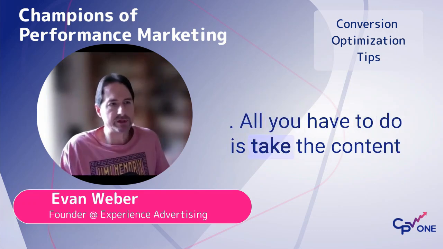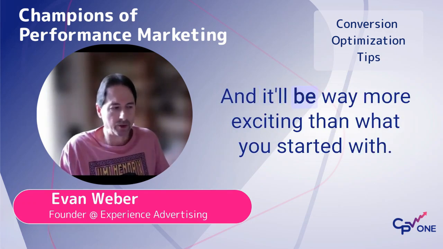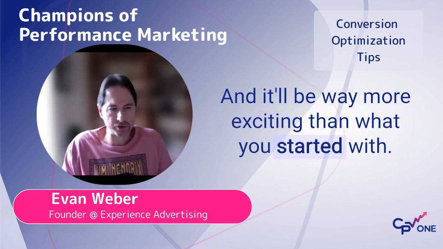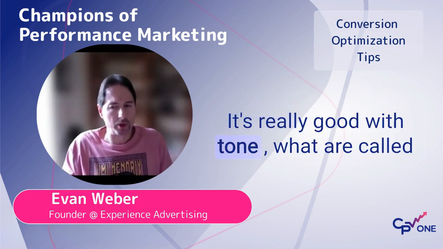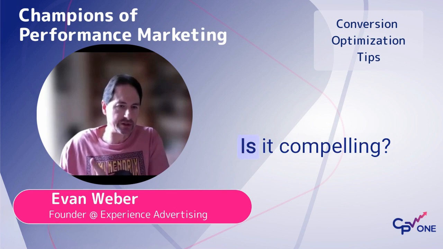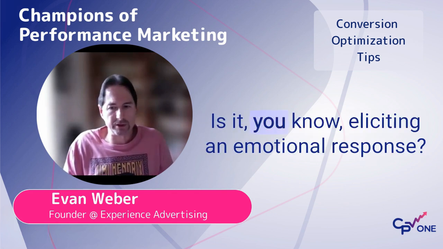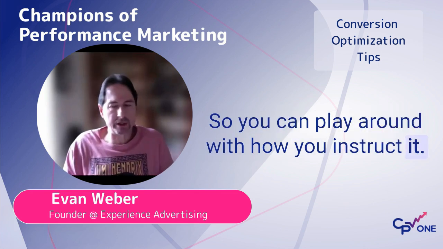All you have to do is take the content and tell ChatGPT to make it more exciting, and it'll be way more exciting than what you started with, or make it more urgent. It's really good with tone, which is the tone of the content. Is it exciting? Is it urgent? Is it compelling? Is it eliciting an emotional response? So you can play around with how you instruct it.